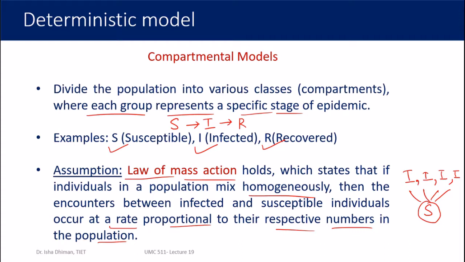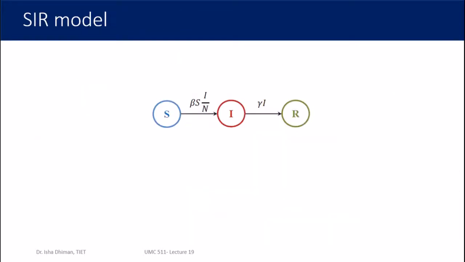So that's all about the law of mass action, and we are going to use it exclusively to develop the mathematical model. So this is the schematic diagram of the SIR model, you can say. This is a chain. This diagram has to be represented this way only, as I've just told you, S to I to R. There's no other way to do that.